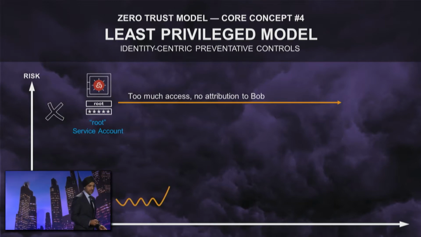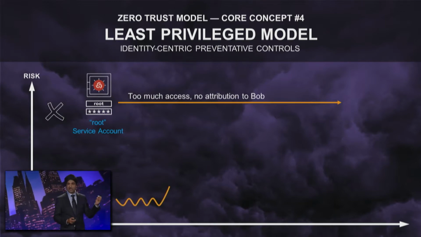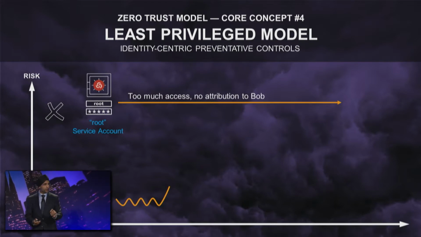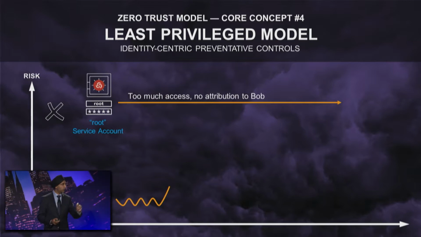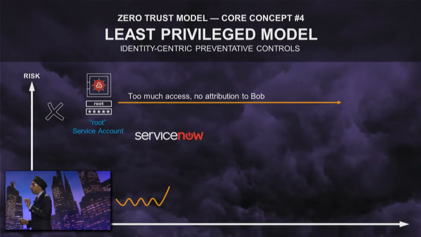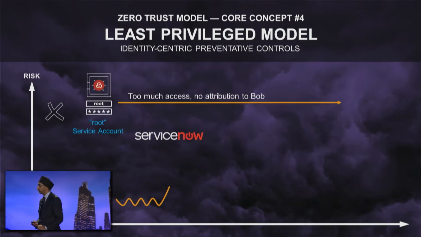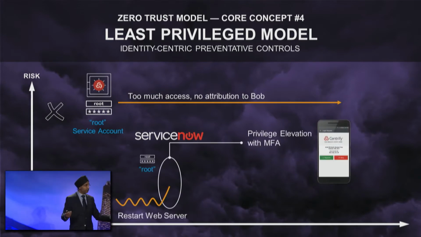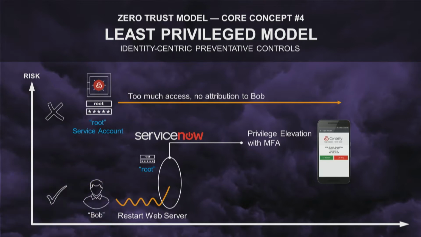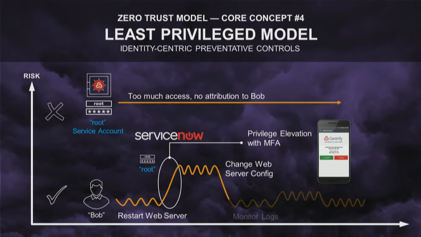What should be done instead is Bob authenticates as himself. That's a really important concept because if you know it's Bob is authenticating as himself, you can at least tie back all the access back to Bob. Then Bob requests permission to do something special, let's say with ServiceNow, performs the action by re-authenticating. Remember the term continuous authentication was brought up earlier on? Performs the tasks, and then goes back to the normal access.